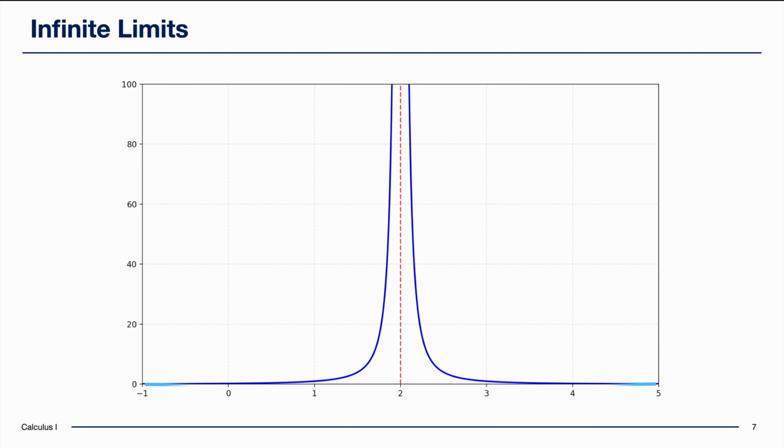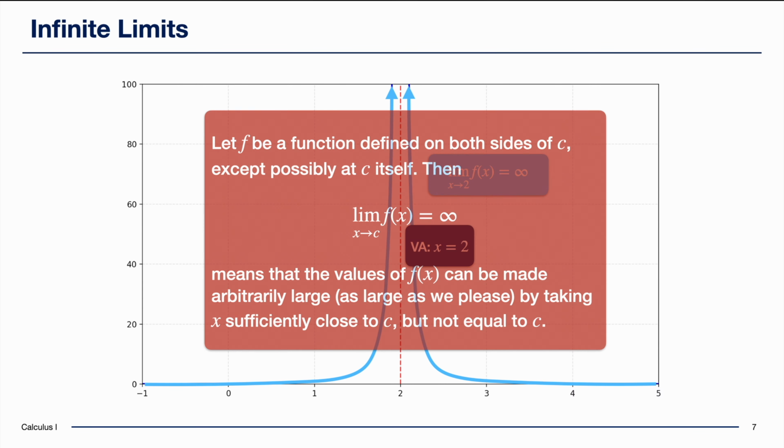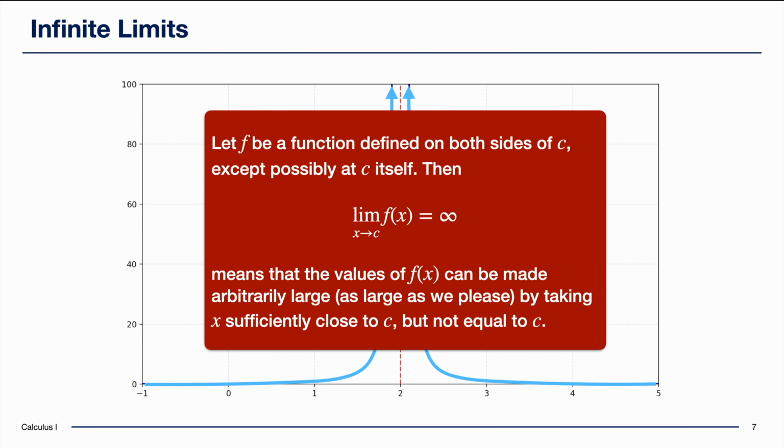Now let's talk about infinite limits. We can see that as x approaches 2 from both sides, the function goes towards infinity. That is, the function grows arbitrarily large as x approaches 2. We can also say that there's a vertical asymptote at x is equal to 2. So here's a non-rigorous definition of infinite limits.